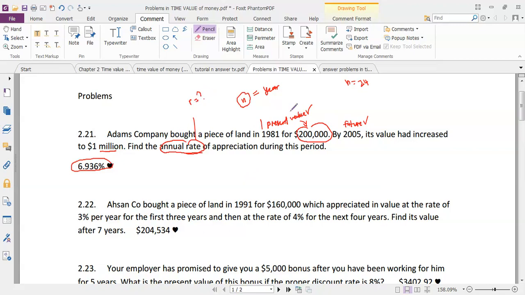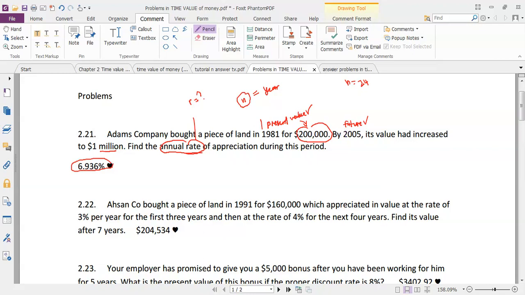But we already know the present value, the value for now. We already know the future value, the value for later, another 24 years later. How much is the annual rate? Because this question gives you simple information, present value and future value.